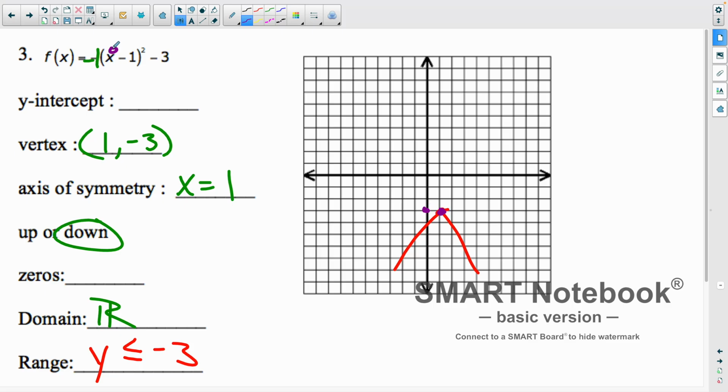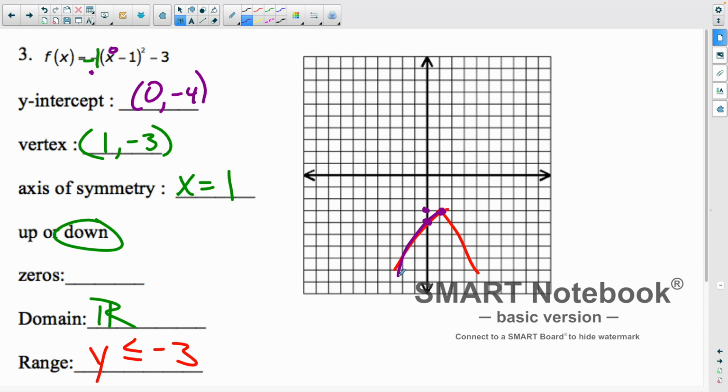Plug in 0 for x. That's always my go-to. All right? If I'm looking for y-intercept, x-intercept, whatever, I'm plugging zeros in. 0 minus 1 is -1. Squared is a +1, but then it makes it back negative here. So -1 minus 3 is -4. Now, 0, -4 makes a lot more sense. That looks like where that is headed.